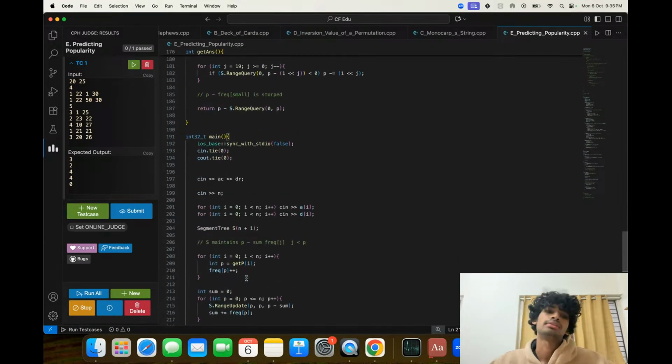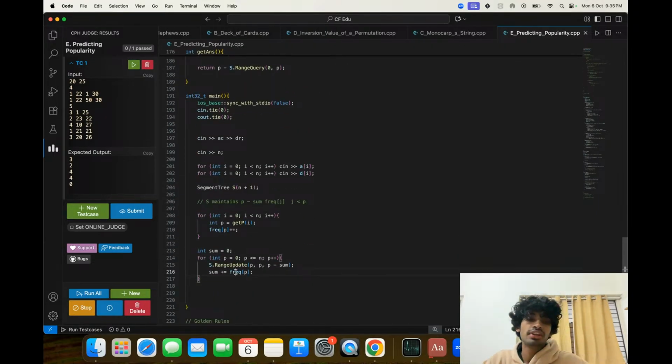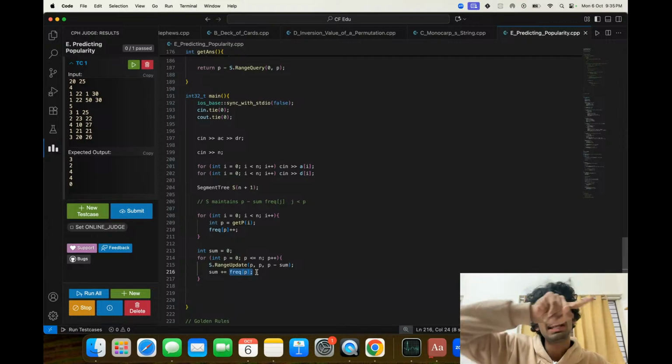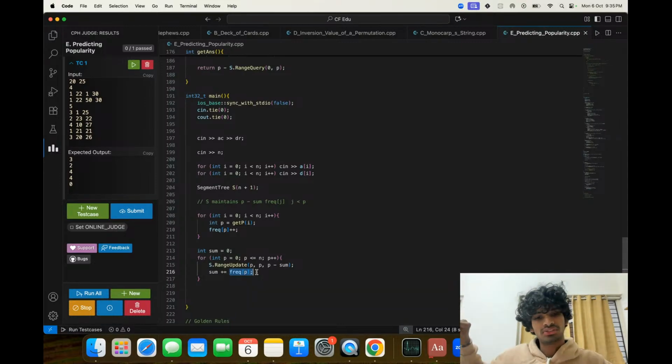So now how to update? Because the frequency of P has been added to all this range. We have to do a range update.